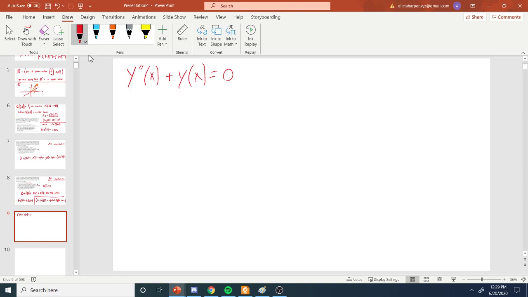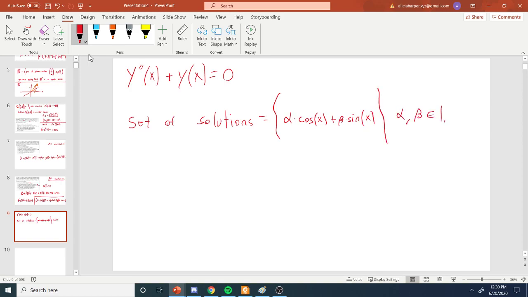If you haven't, what you need to understand here is that there are techniques that you can use to solve such an equation. They're not hard. And if you solve such an equation, you find that the set of solutions is going to be the following set: alpha times cosine of x plus beta times sine of x, where alpha and beta are real numbers.